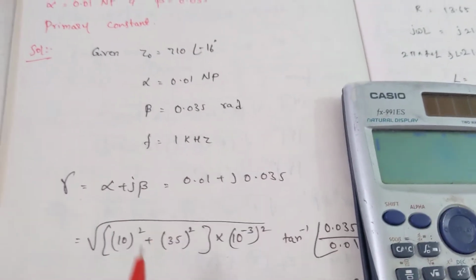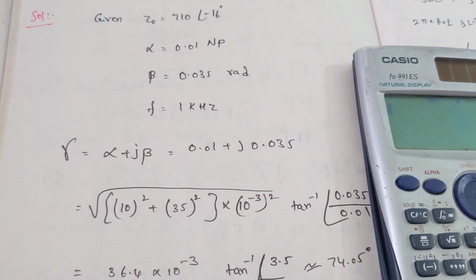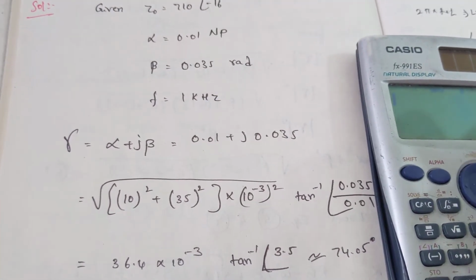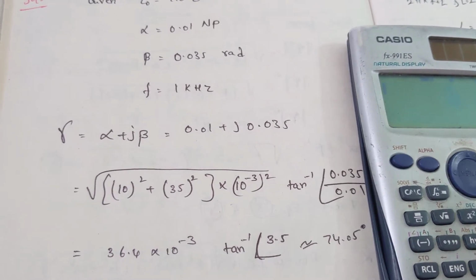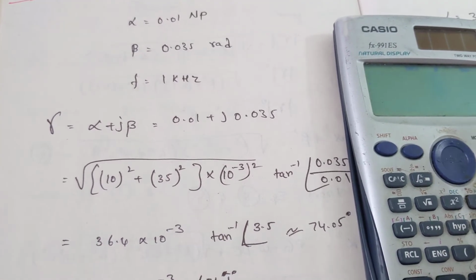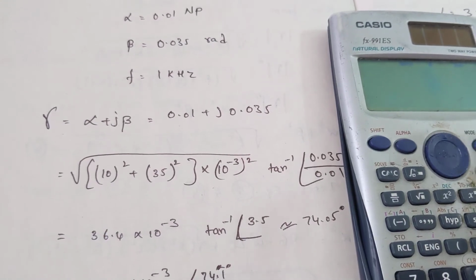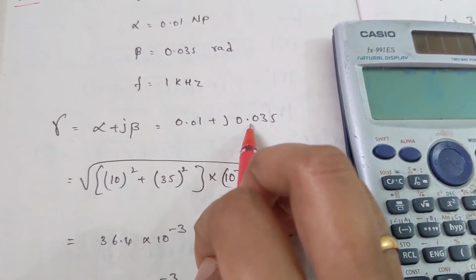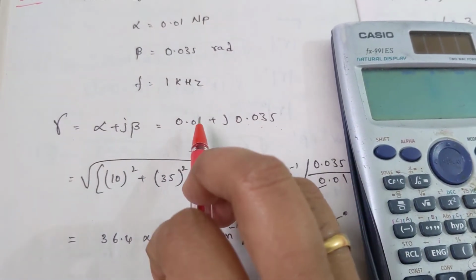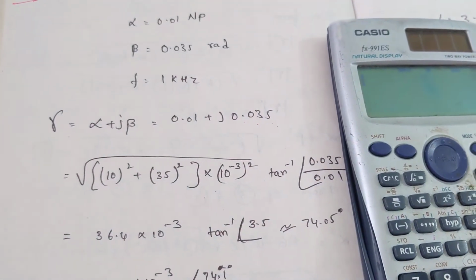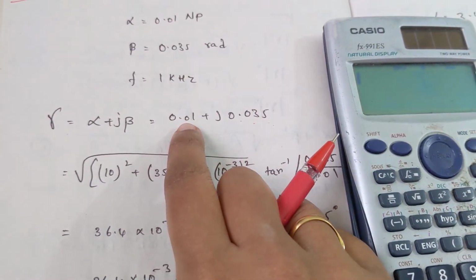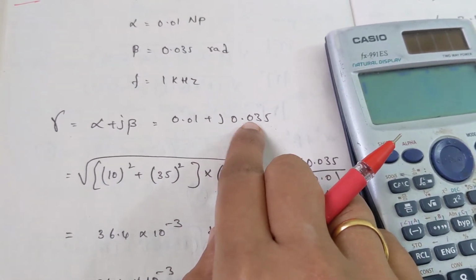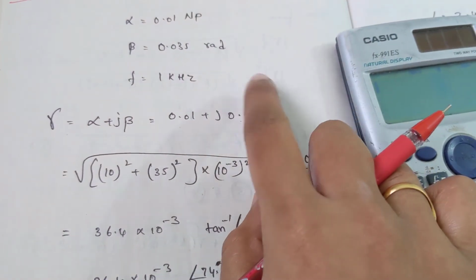So please observe here, the formula is very simple, but the only complicated thing is that, because per kilometer the value is very minute, we have to take care while solving the problem. Here it is 0.01 and here it is 0.035. To make it common, I take out the common element 10 power minus 3, so this one becomes 10 and this one becomes 35.